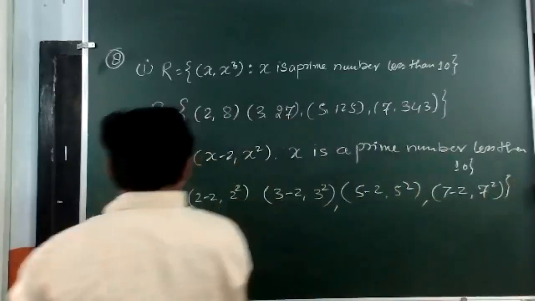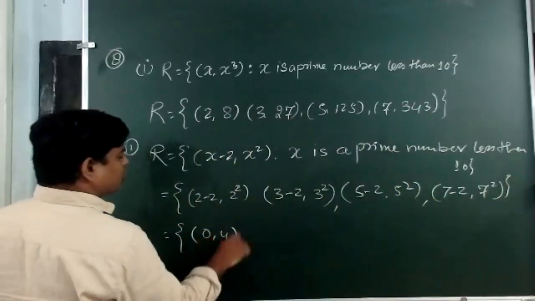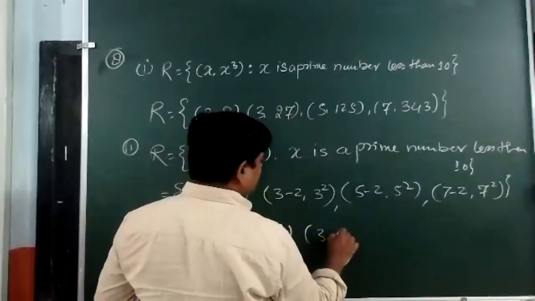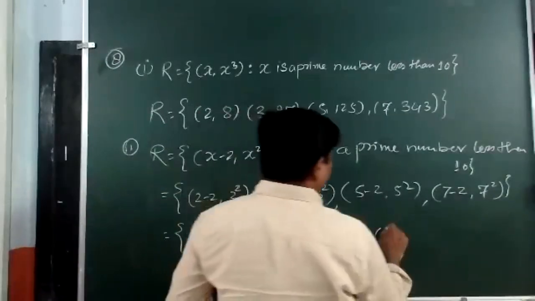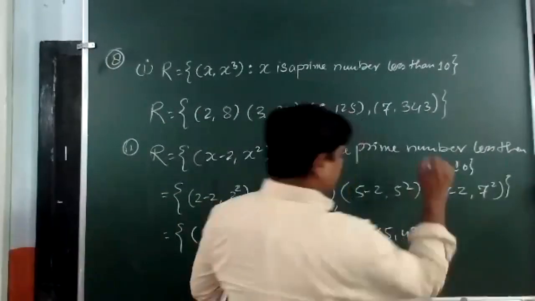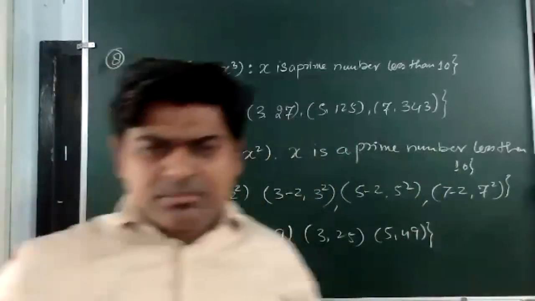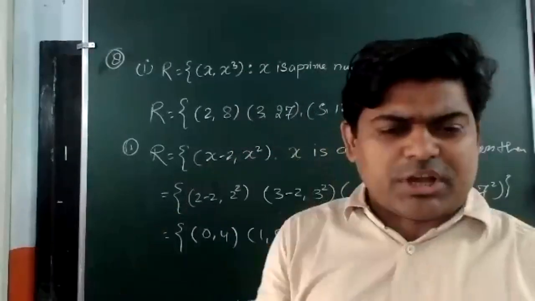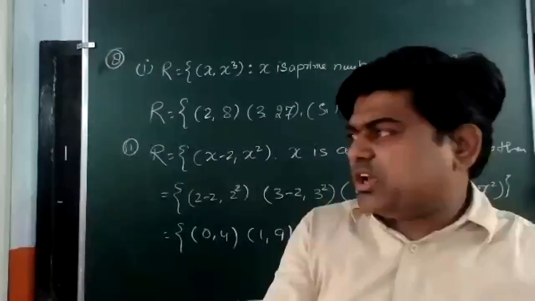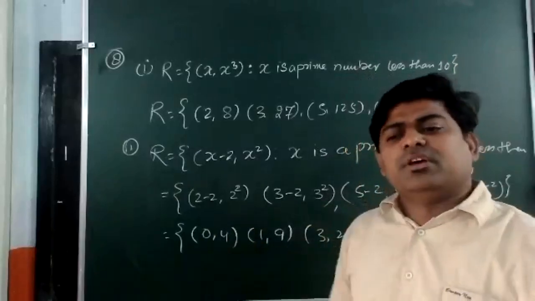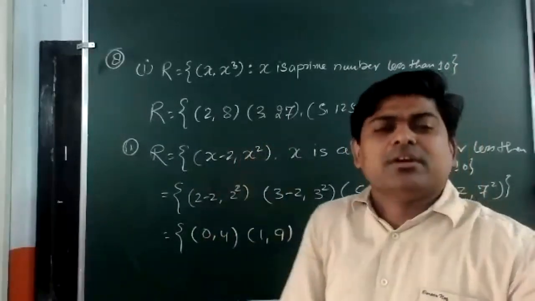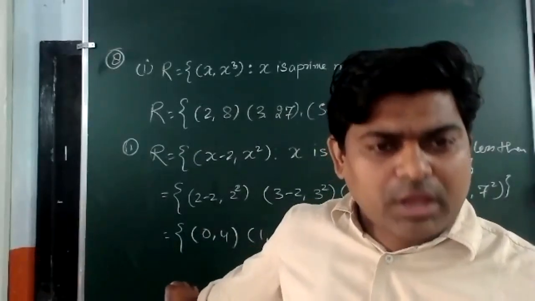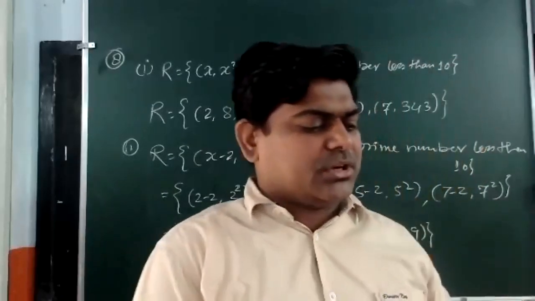After simplification, what should I get? I get 0, 4; I get 1, 9; I get 3, 25; I get 5 and 49. The problem is done. Does anyone have any doubt here? No. Now, one more thing I want to tell you, because in the coming questions we will get questions like that. After writing it in roster form, the question may ask you to find the domain and range. Can we write the domain and range?